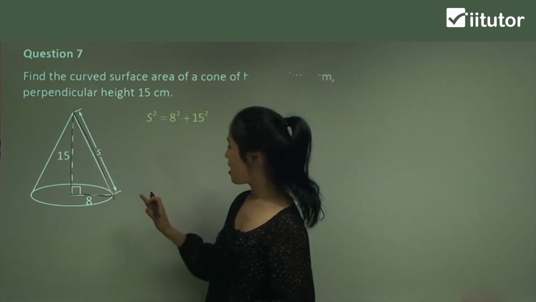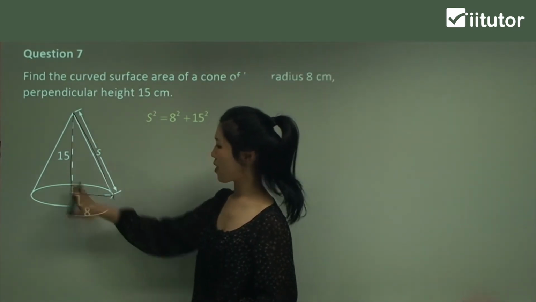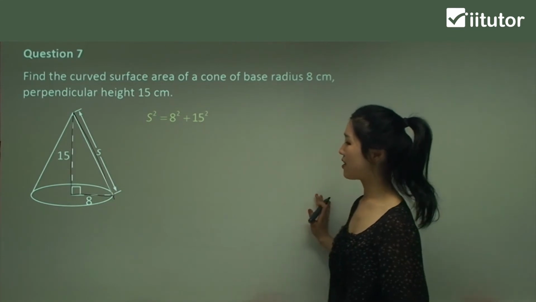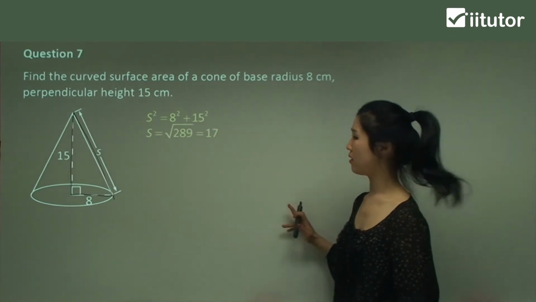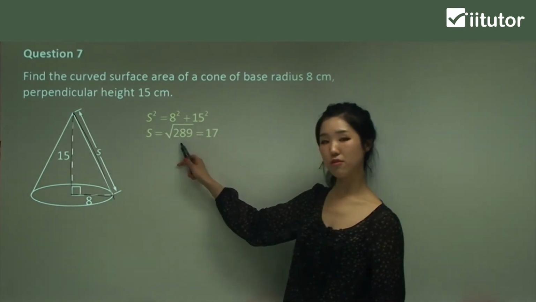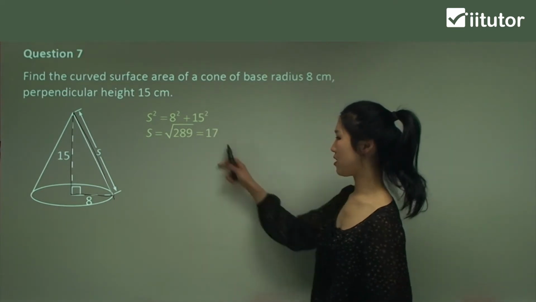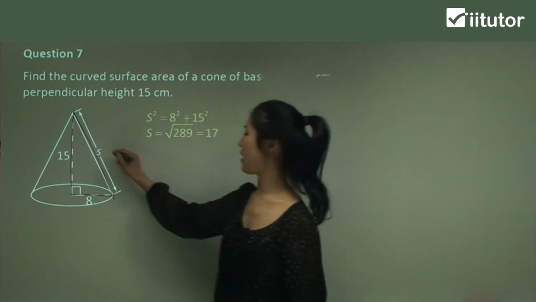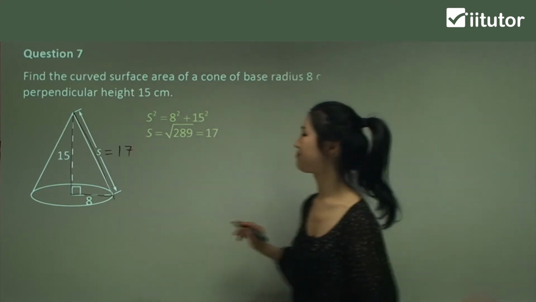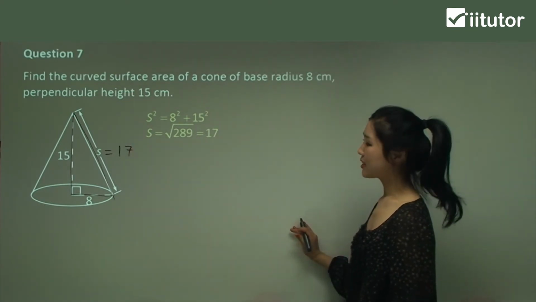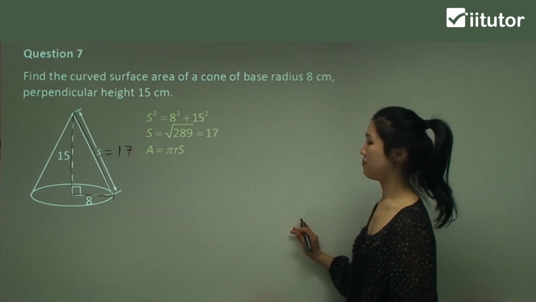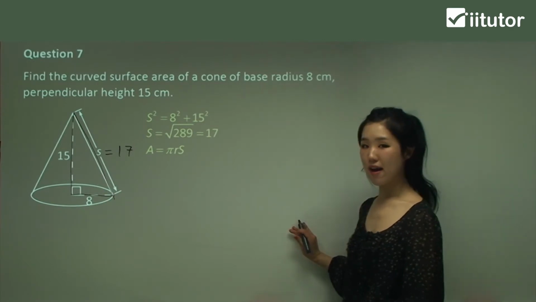So s squared, the hypotenuse squared, is 8 squared plus 15 squared. And to find s, we simply square root it. Okay, 8 squared plus 15 squared is 289. If you square root it, you get 17. So our slant height s is 17. Okay, so now let's go ahead and find the curved surface area. Area will be pi r s.